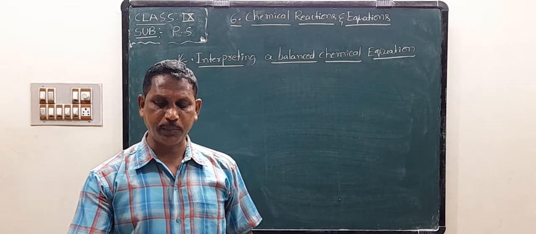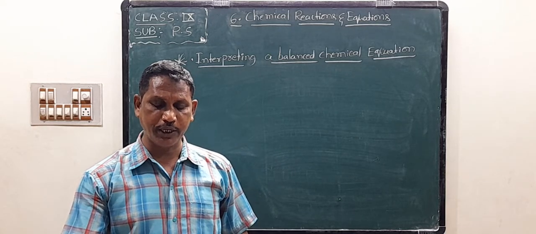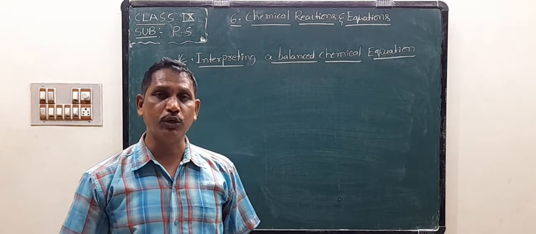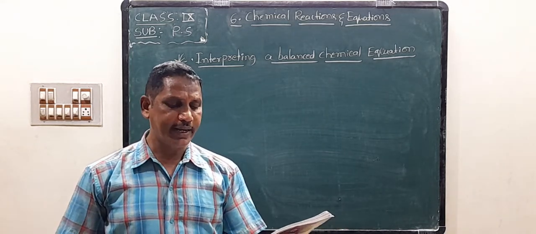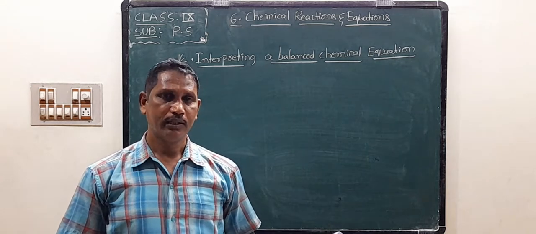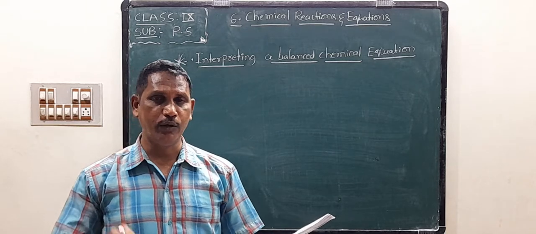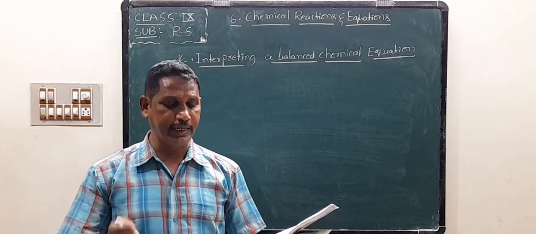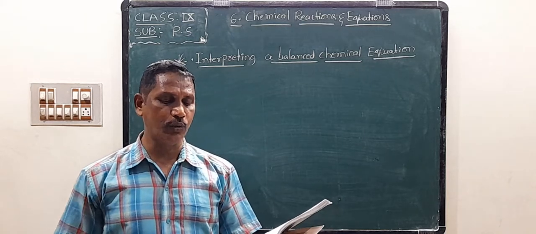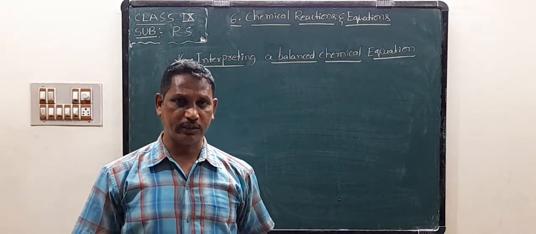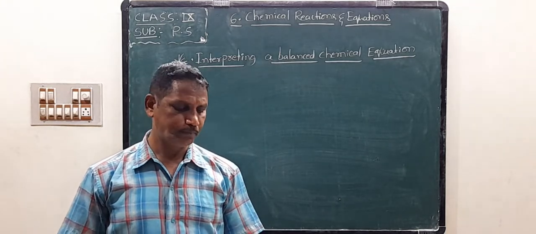If the masses are expressed in grams, then the equation also gives the molar ratios. The equation gives the molar ratios of reactants and products. If we express the masses of reactants or products in grams, it gives the molar ratio of reactants and products.